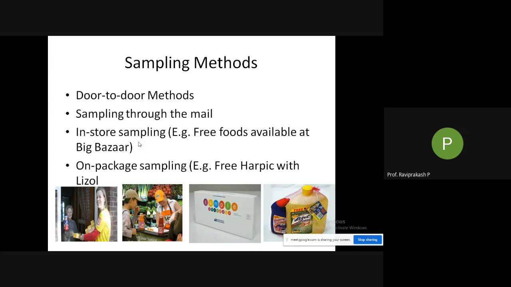So even if 10% of the people buy whatever they are tasting in the form of a sample, the company is making profits, because you don't buy only one. You might buy multiple packets, or multiple quantities. So this is what is in-store sampling. So here, free foods available at Big Bazaar.